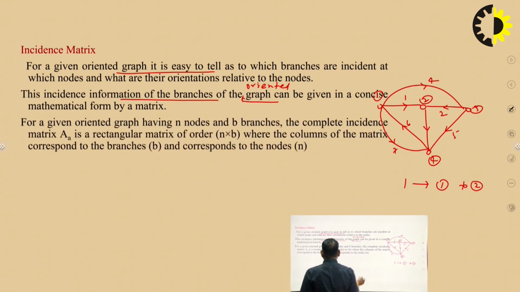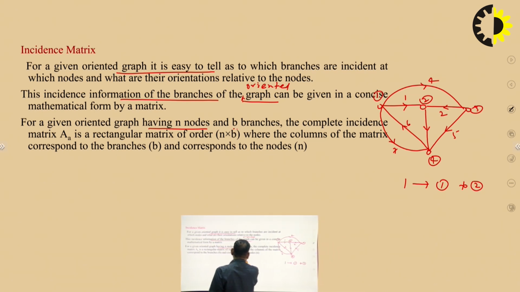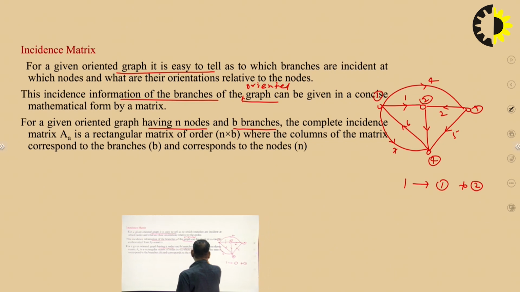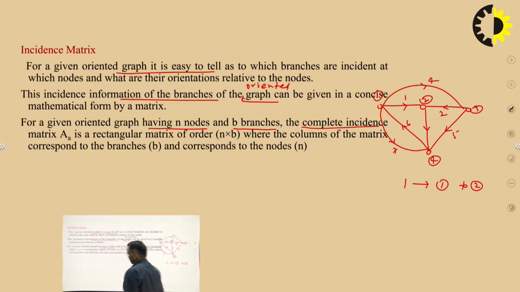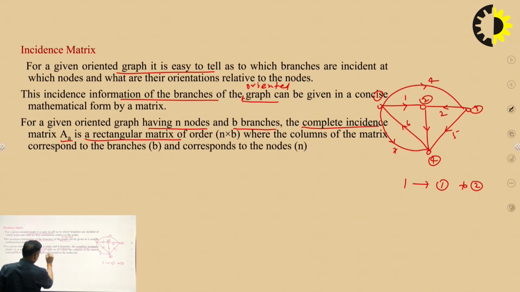For a given oriented graph having n nodes and b branches, the complete incidence matrix, denoted by AA, is a rectangular matrix of order n into b. So if the oriented graph contains n nodes and b branches, the incidence matrix will have n rows and b columns. So the order is n into b.